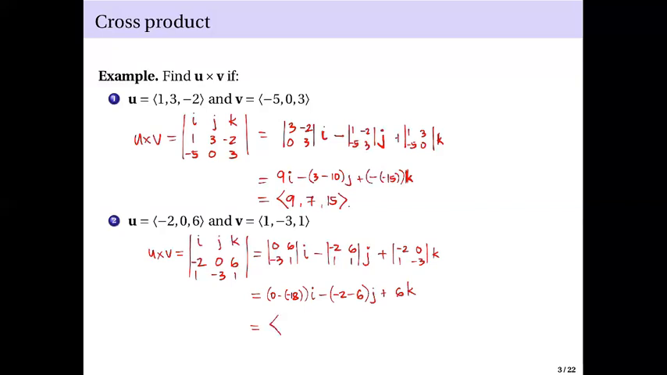And again, in vector form, this is the vector with components 18, 8, and 6. This is what you get. Any questions so far for the definition of cross product?